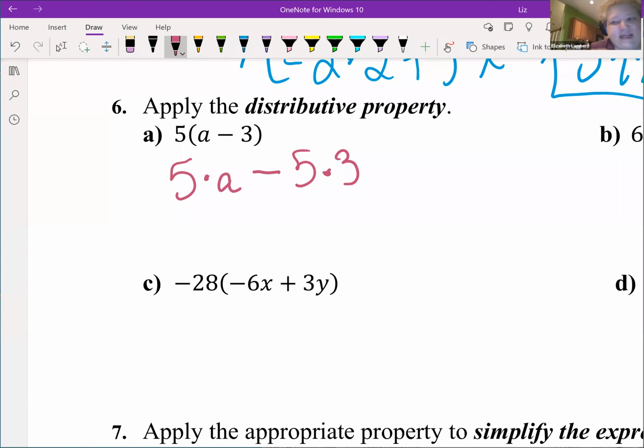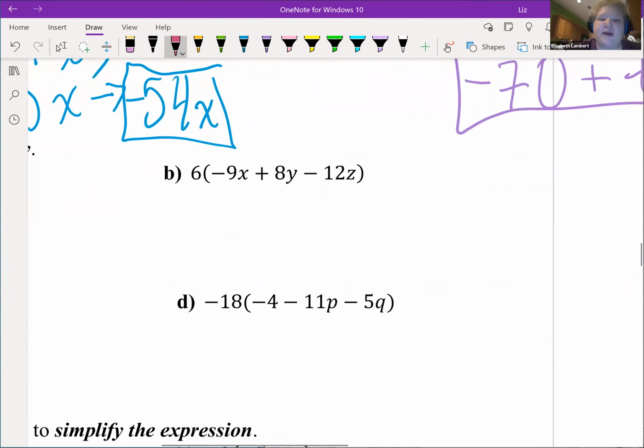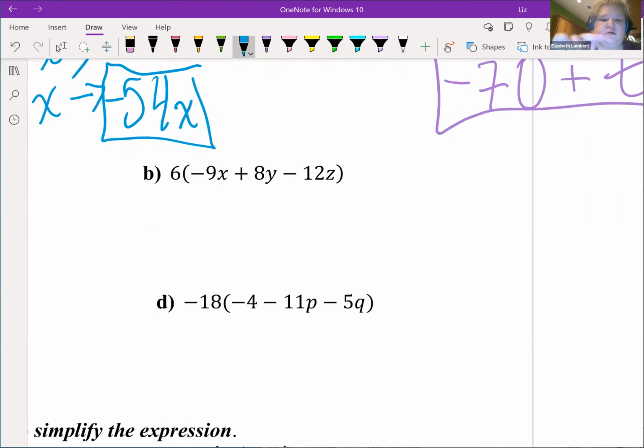So the 5 times A, we can just smush it as 5A. And then 5 times 3 is 15. So we have 5A minus 15. All right, now our next one gets a little crazier. There's more terms going on. And the more terms you get, the more likely you are to make a mistake and to miss something.